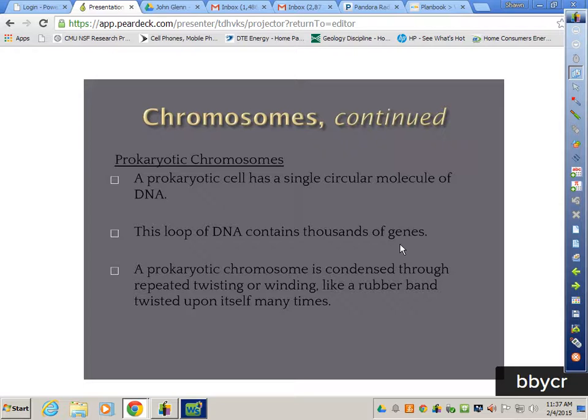So this loop of DNA contains thousands of genes. We contain over 30,000. They just a few thousand. We are way more complex than bacteria are. That's no surprise. But it's important to understand why. They have one looped chromosome. We have 46 different chromosomes.